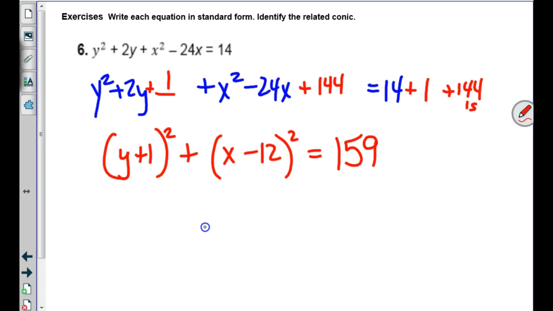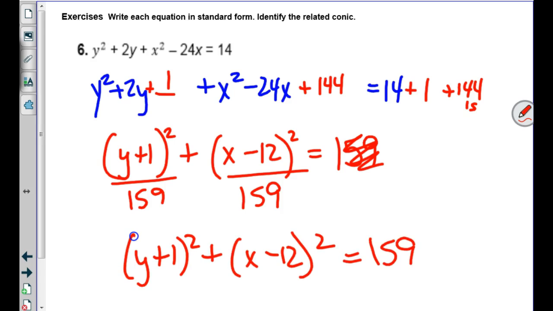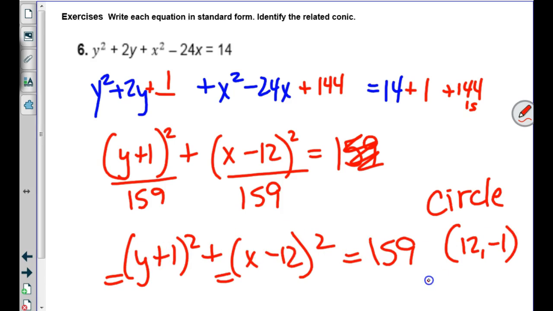You can divide everything by 159, but does anybody see anything else going on? What is an ellipse going to be if it has a 159 here and a 159 here? Yeah, it's going the same amount in all directions. Wasn't this an equation of a circle? Y plus 1 quantity squared plus x minus 12 quantity squared equals 159? That's a circle because there's no stretch in either direction. Do you see that, guys? So where's the center of that circle? Yeah, be careful. You do y and then x. It's 12, negative 1. And the radius is the square root of 159.